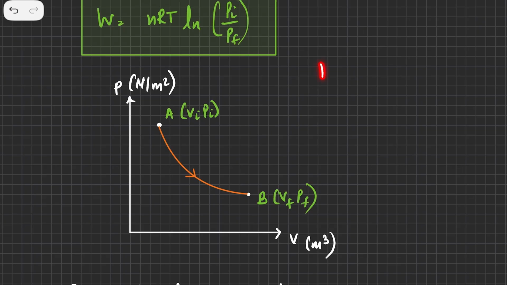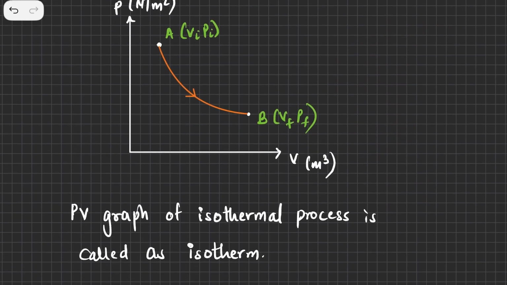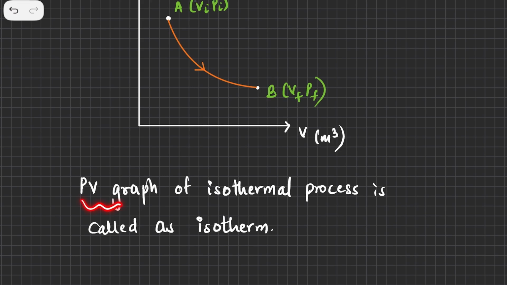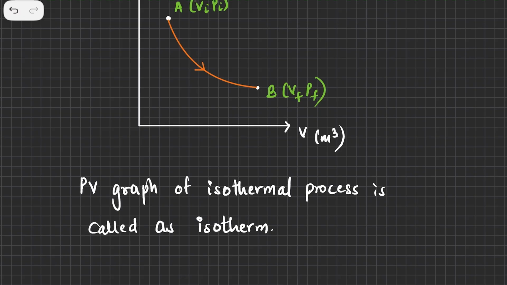Now why does this happen? Because PV is equal to nRT. So I can say PV is equal to a constant, because n is a constant, R is a constant, and temperature is also constant in an isothermal process. So I get P is equal to K by V. Now any inverse function will have a graph which is decreasing. And lastly, the PV graph of an isothermal process is also called an isotherm.